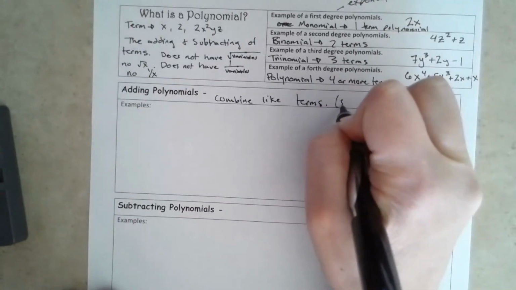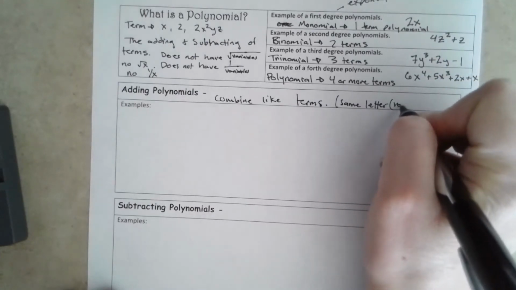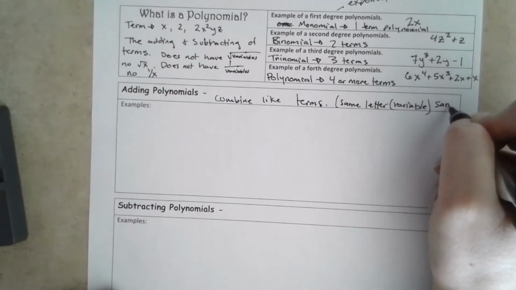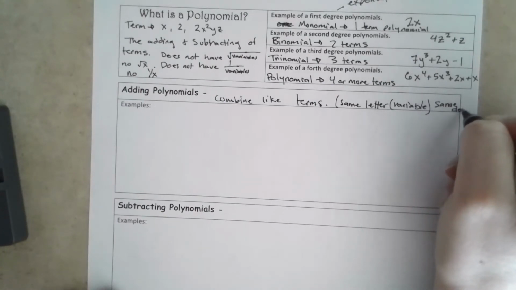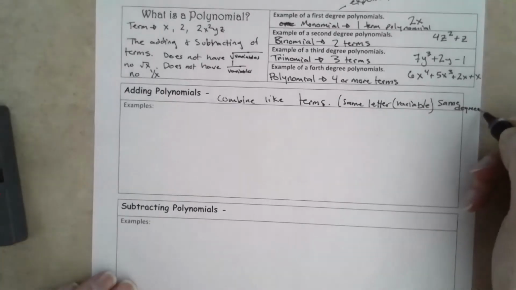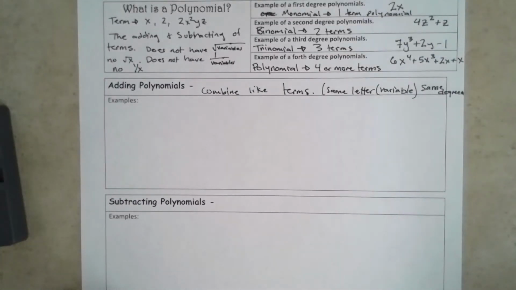Okay, meaning they have the same letter or variable and same degree. And I put 3 E's on that. That's embarrassing. Okay, so same letter, same degree.